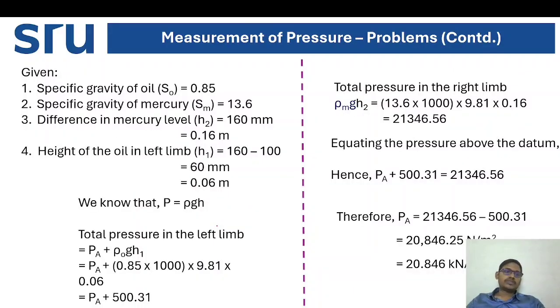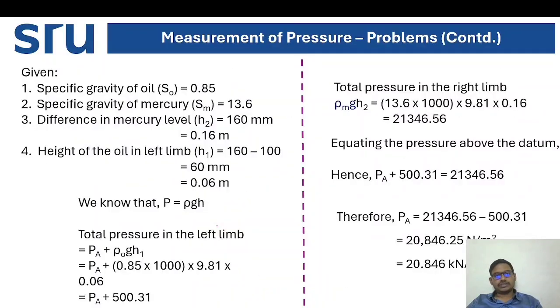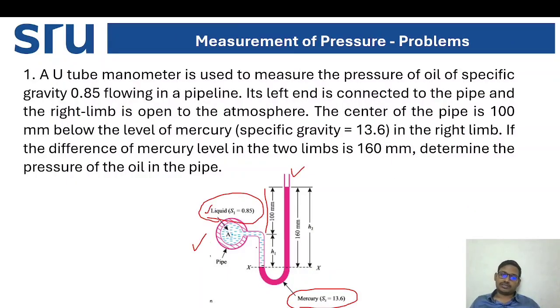Now they have given the specific gravity of oil is 0.85. The specific gravity of mercury is 13.6, as we know. Oil means that one liquid. Now the difference in mercury levels, that is H2, is 160, and the height of the oil in the left limb, H1, is equal to 160 minus 100. Now you can see here 160 and 100.